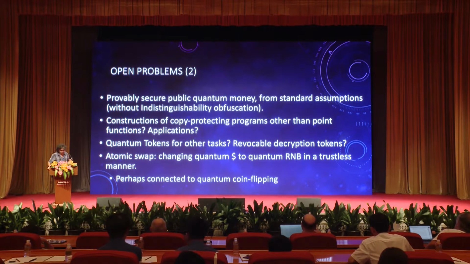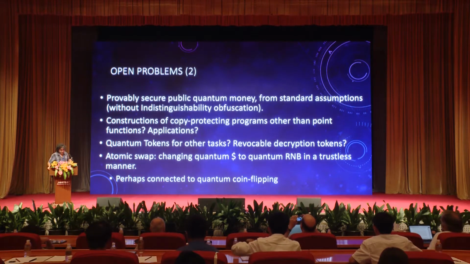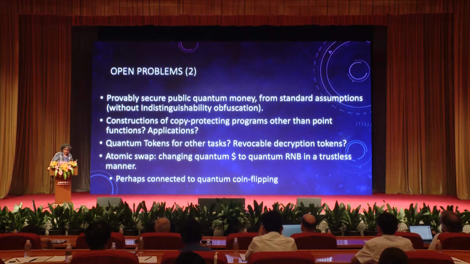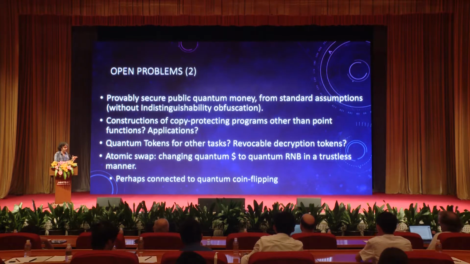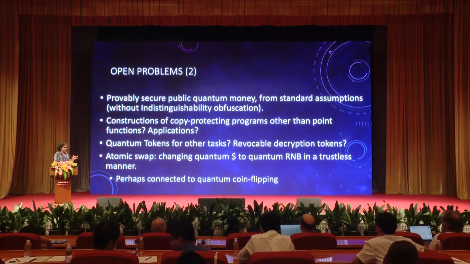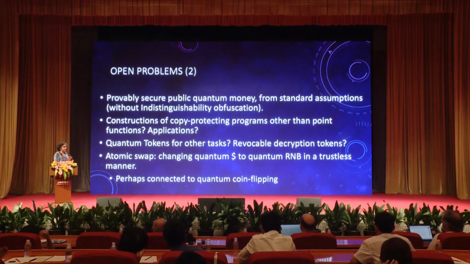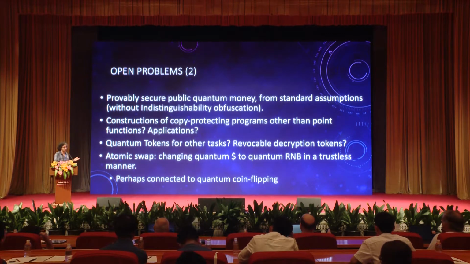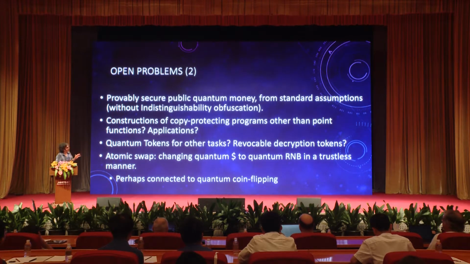So another open question is provably secure public quantum money from standard assumptions. Basically, by that I mean, I/O is a general assumption, or indistinguishability of obfuscation. I'll say a few words about indistinguishability of obfuscation. First of all, this is something that made a revolution in modern, theoretical at least, cryptography. I have a few words, so I'll try to explain what it is.